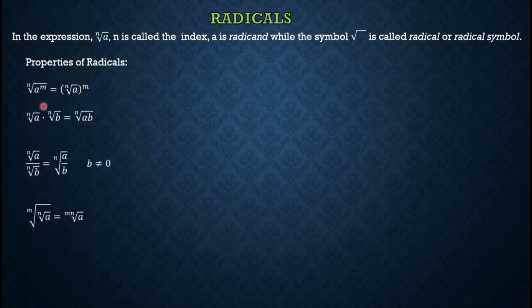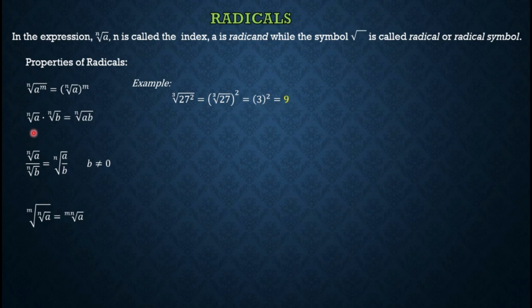So first theorem. So n root of e to the power m is equal to the quantity, so we write it this way, the n root of e, then m is the power of the n root of e. For example, cube root of 27 squared is equal to quantity of cube root of 27 to the power 2. So we evaluate it. So the answer is equal to 3 to the power 2 is equal to 9.